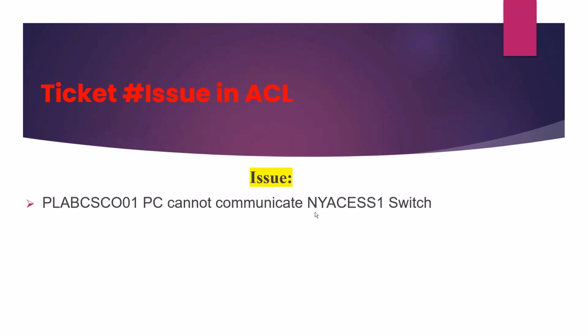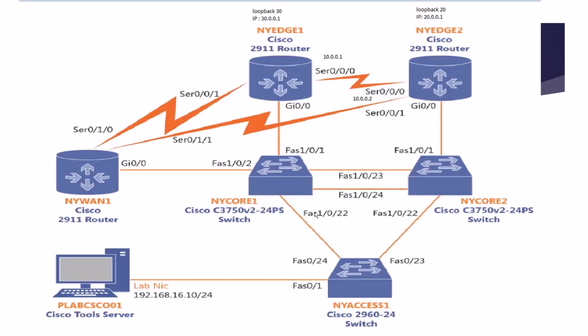So there is a server PLAB CSC001 that cannot communicate with the NY-X1 switch. So it is not pinging that switch, so we will check the ACL. You can see the server is having the 192.168.16.20 IP and the NY-X1 switch is having management IP 192.168.16.20. So we will check the issue and troubleshoot the configuration.